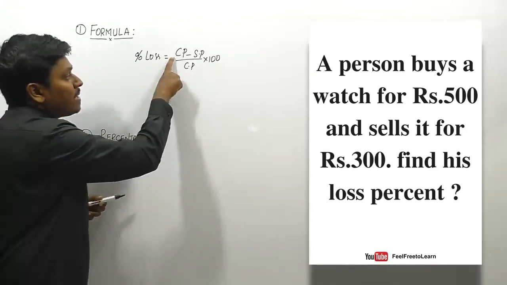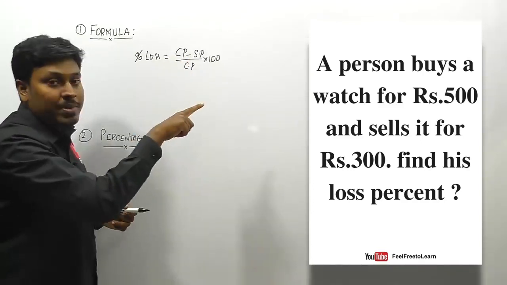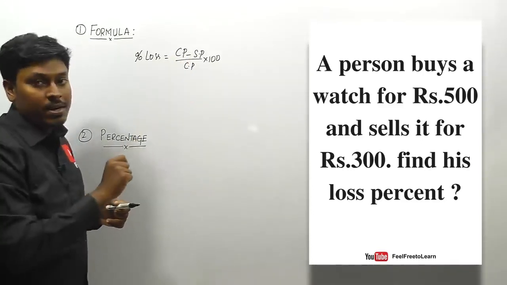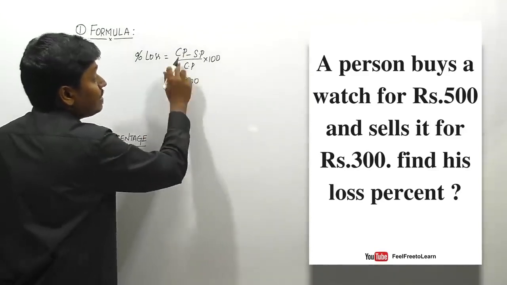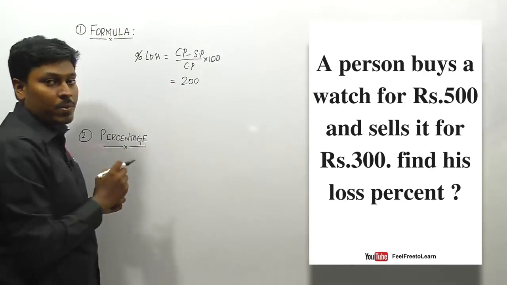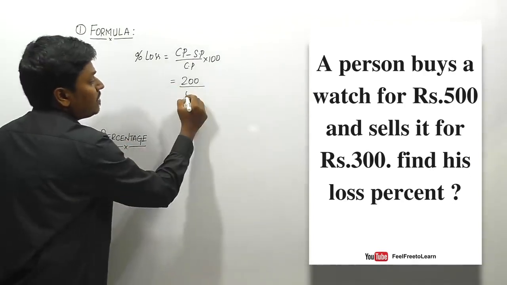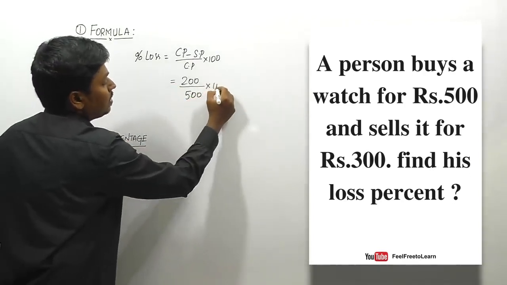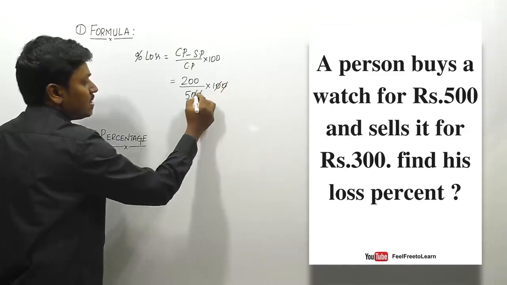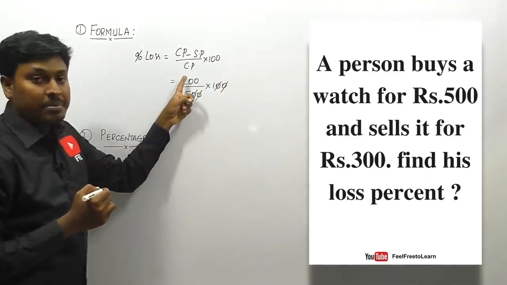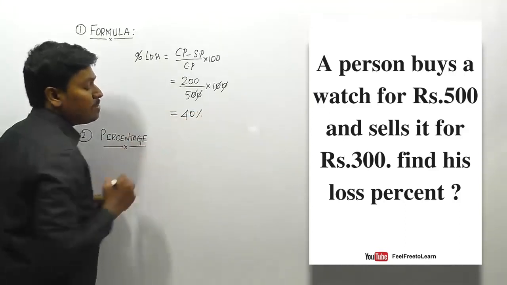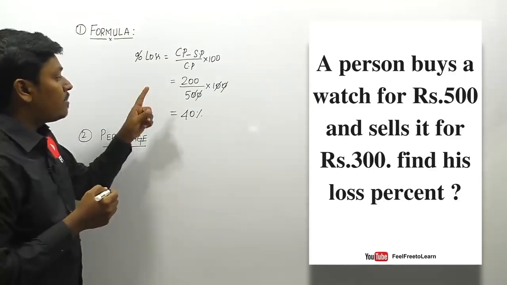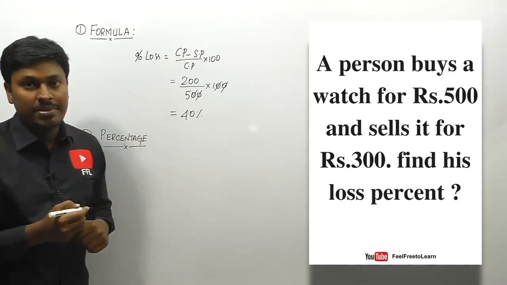We need to compare all the values only with the cost price, right? So friends, cost price minus selling price. Here the cost price is 500 and he sold for 300. So 500 minus 300, the resultant will be 200, divided by the cost price, which is 500, into 100. So we can easily cancel the zeros. So 5 into 4 will be 20, so 40. Finally we can say that 40% will be its loss. By using the formula method, we obtain the answer 40%.